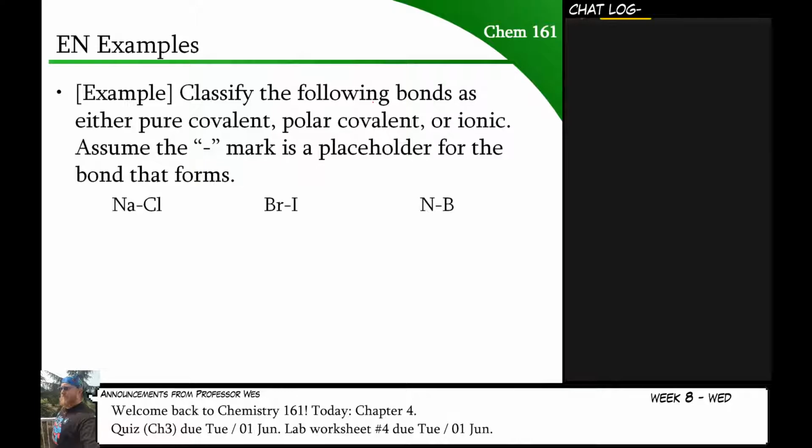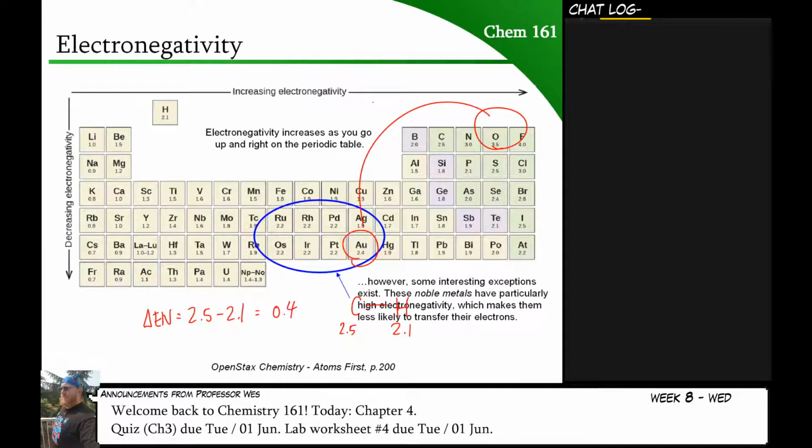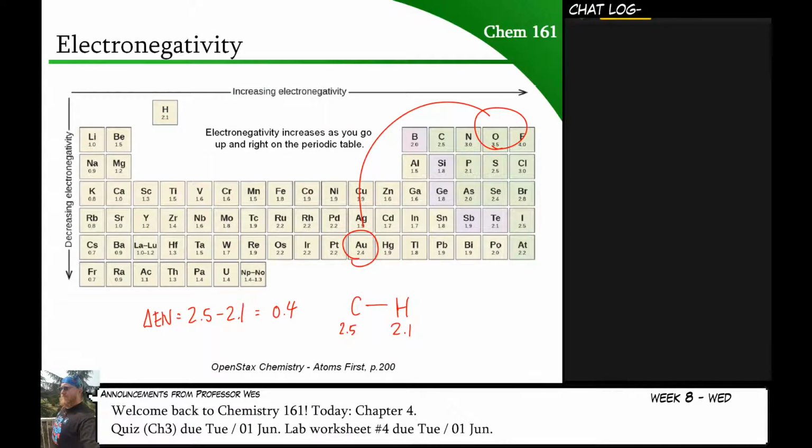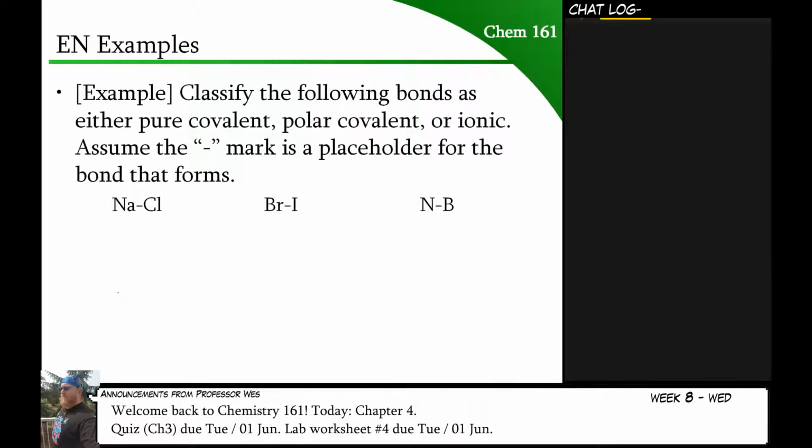All right, so what I want you to do is use the electronegativity chart, which you can go back to in the video, but I'll put it on the screen really quickly. Let me clear all this off the screen for you. You can pause the video here if you need to. Okay, and it's gone. I want you to categorize each of these bonds as either pure covalent, polar covalent, or ionic. Assume that the little dash that I have is whatever bond forms between those two, so it might be an ionic bond, it might be a covalent bond. All right, I'll see you in a bit. We'll go over the answers in about 2 minutes.